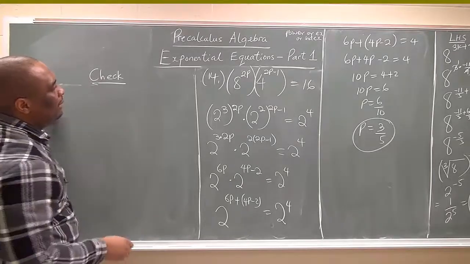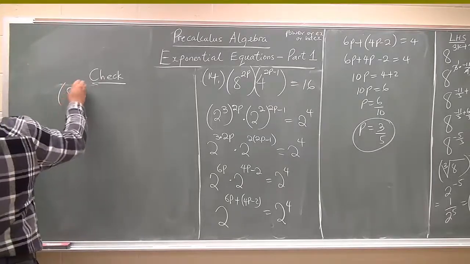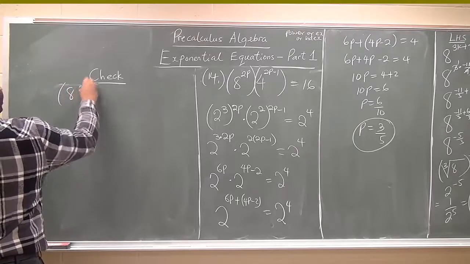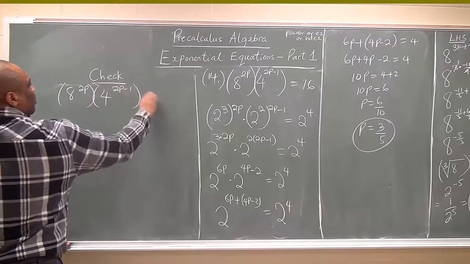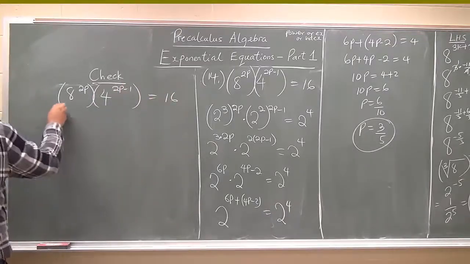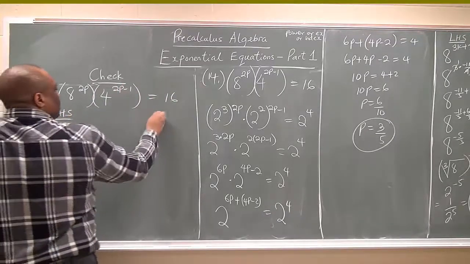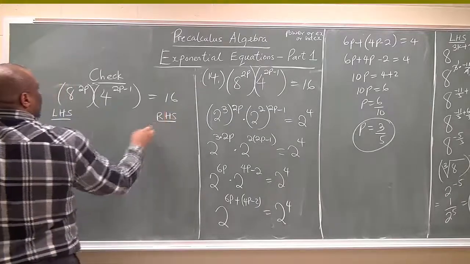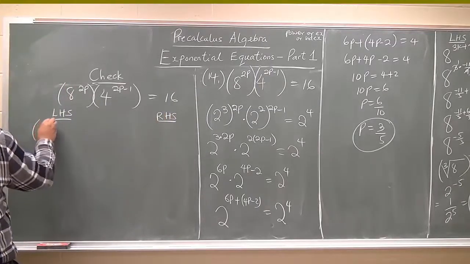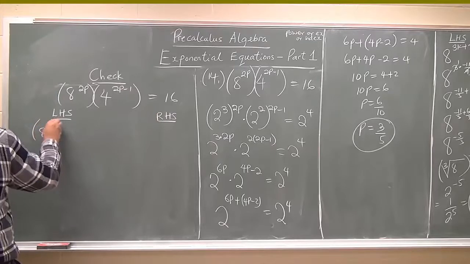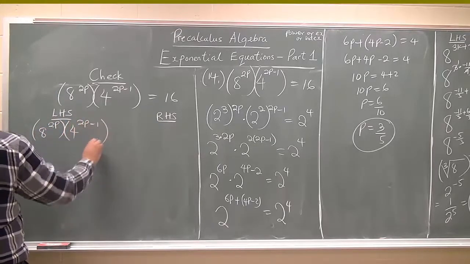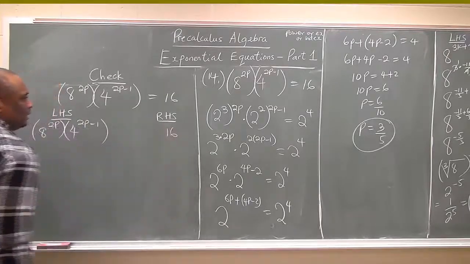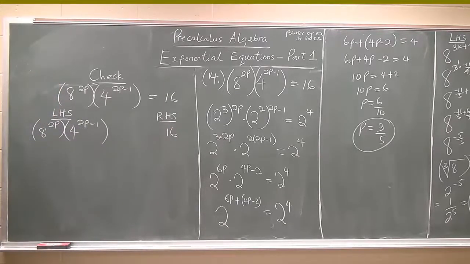So I write my main problem: 8 exponent 2p times 4 exponent 2p minus 1 equal to 16. Then the left hand side, right hand side. Left hand side is 8 exponent 2p times 4 exponent 2p minus 1. Right hand side is 16. So my left hand side is the one that has the p.